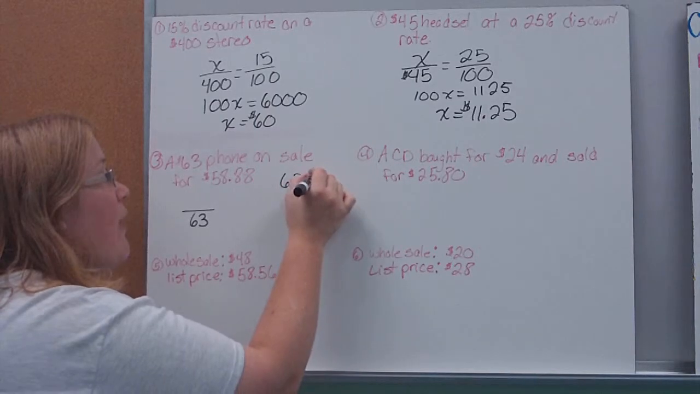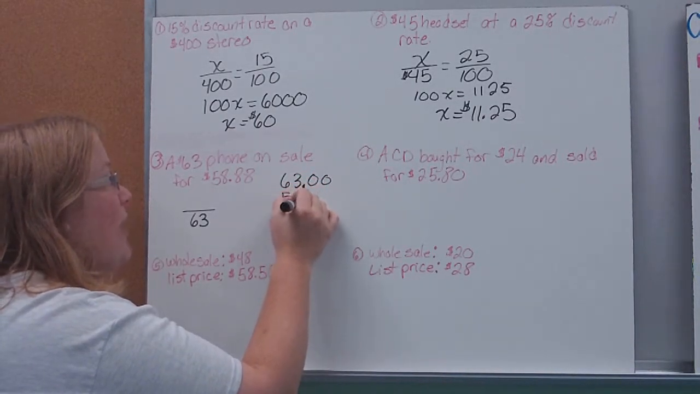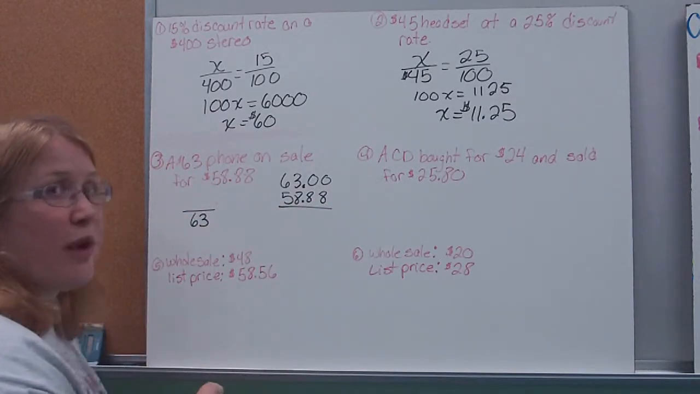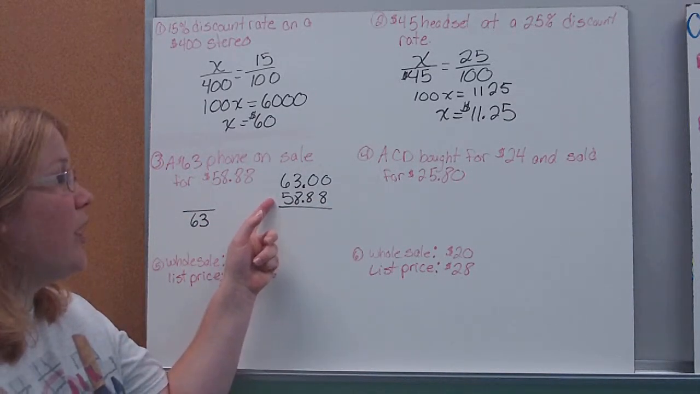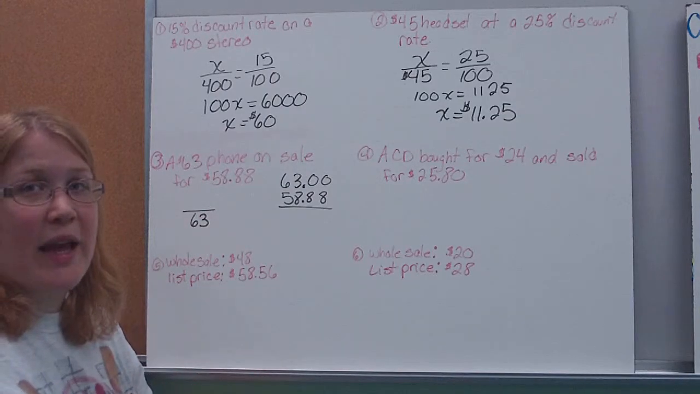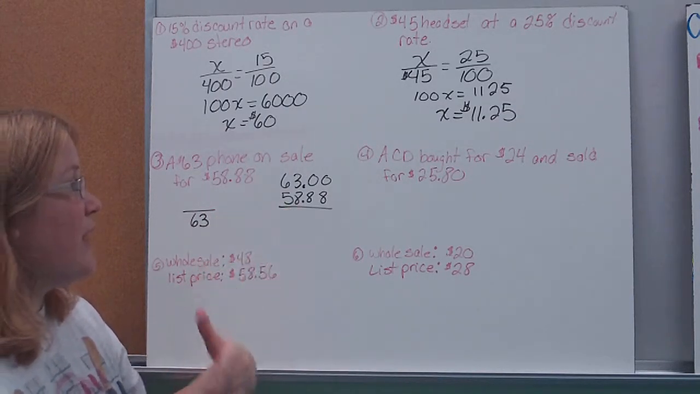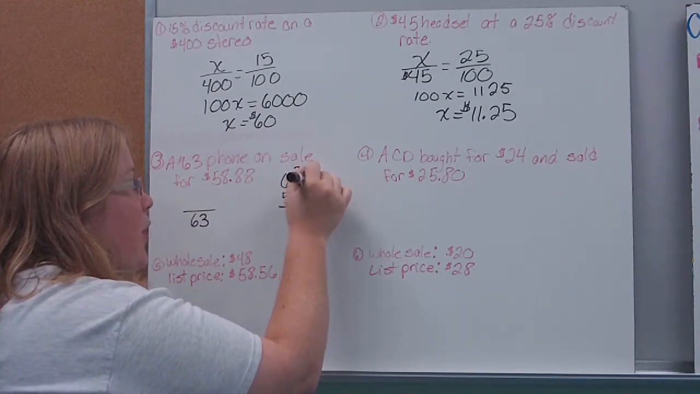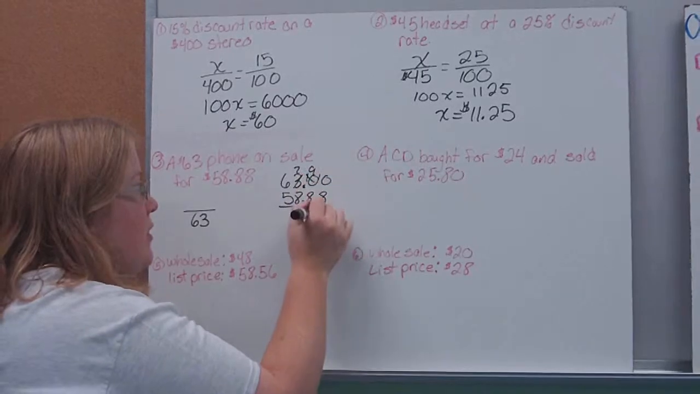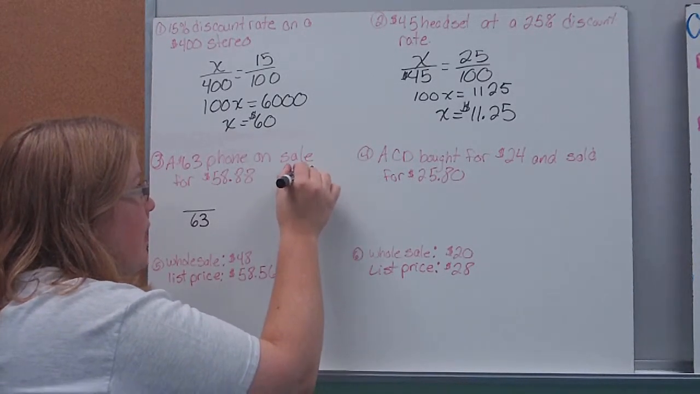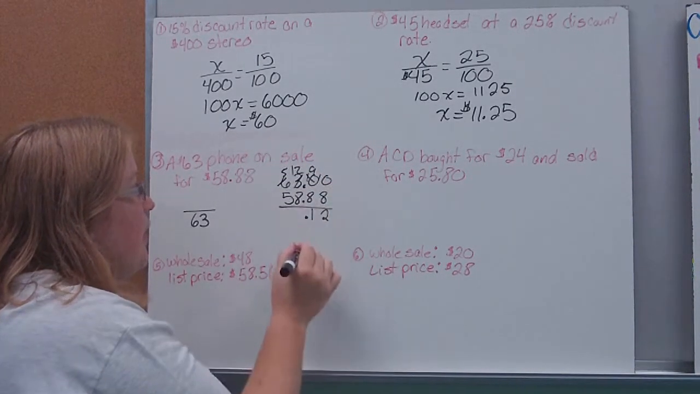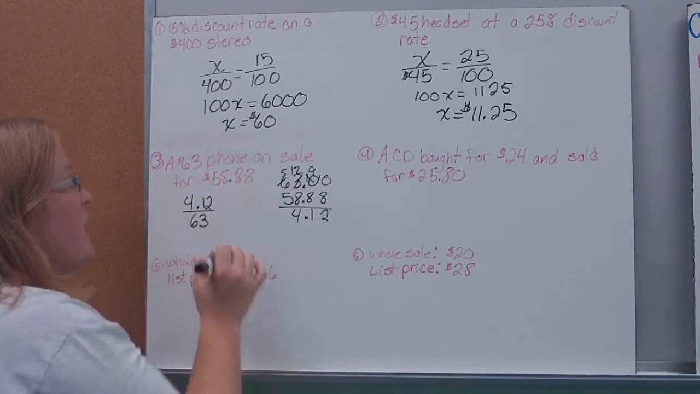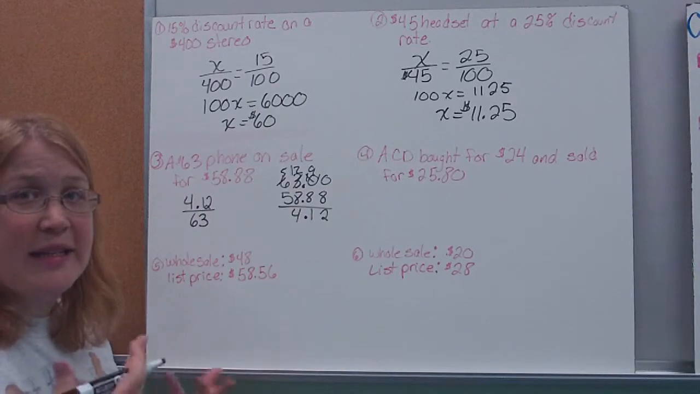Well, in order to figure out my discount, I have to subtract my new price from my original price. So I've already given you what the total cost is after we've subtracted out the difference. So here I want to see what the difference is. And I'm going to have to borrow. I find that the difference is $4.12, or a $4.12 discount.